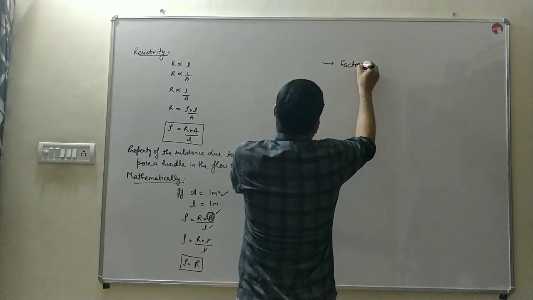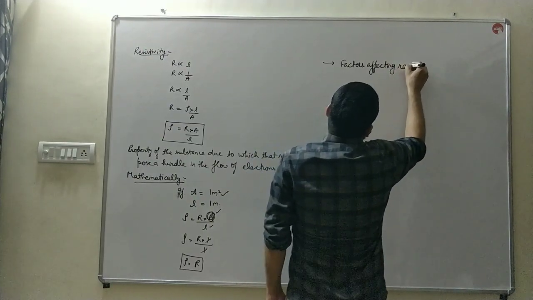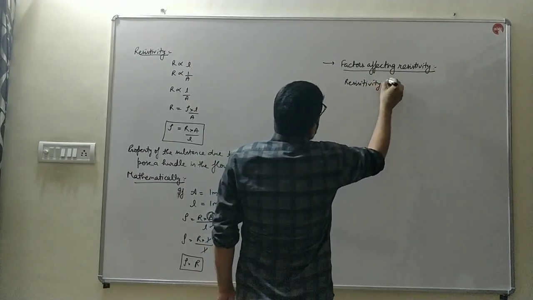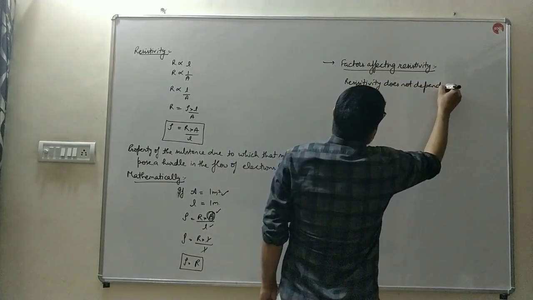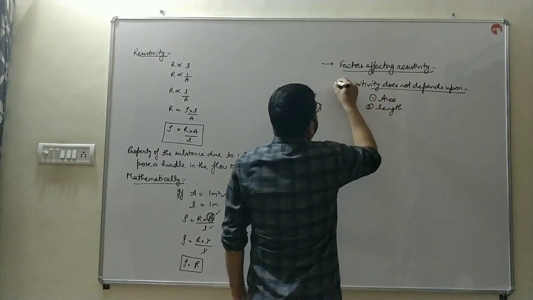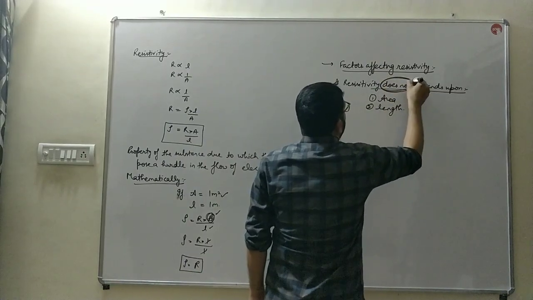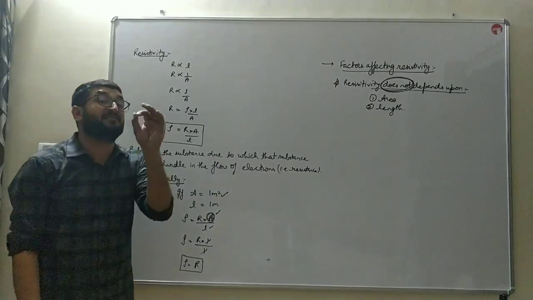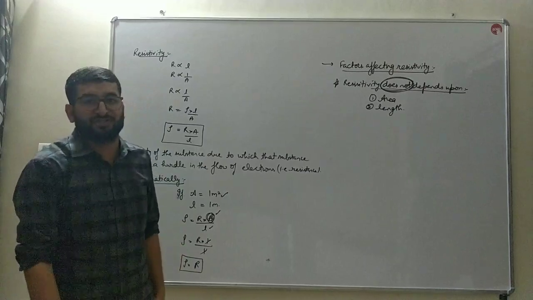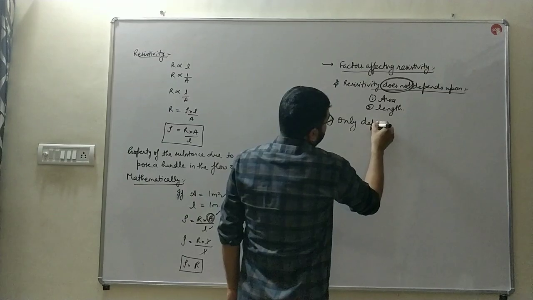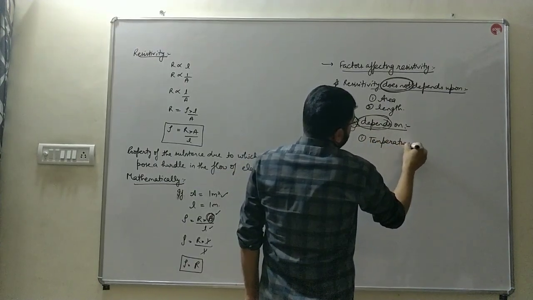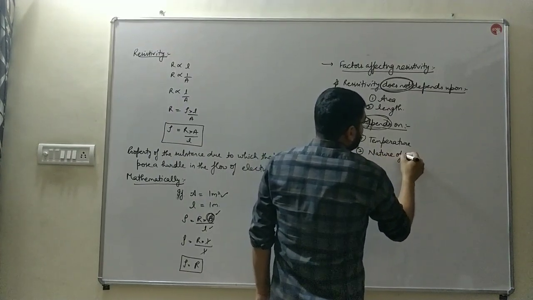Next, a very important topic for your board exam: factors affecting resistivity. Resistivity of the material does not depend upon area and length. Resistance depends on length and area of cross section of the wire, but resistivity does not have anything to do with the area of cross section and the length. It is independent of the length and area of cross section. It only depends on the temperature of the material and the nature of the material.